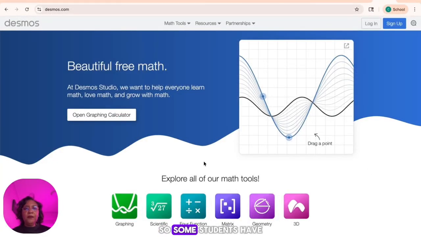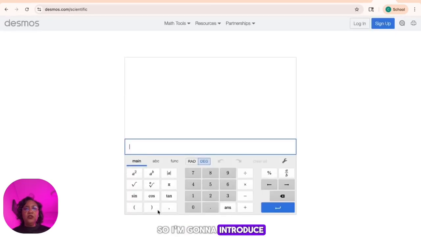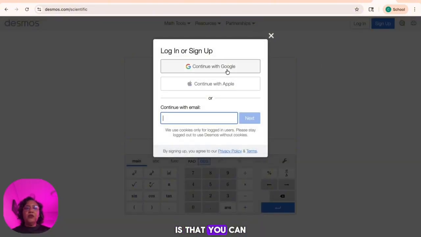So some students have asked me about what kind of calculator they could use. So I'm going to introduce you to the Desmos scientific calculator first. All right. So the thing I love about Desmos is that you can log in with your Google account.